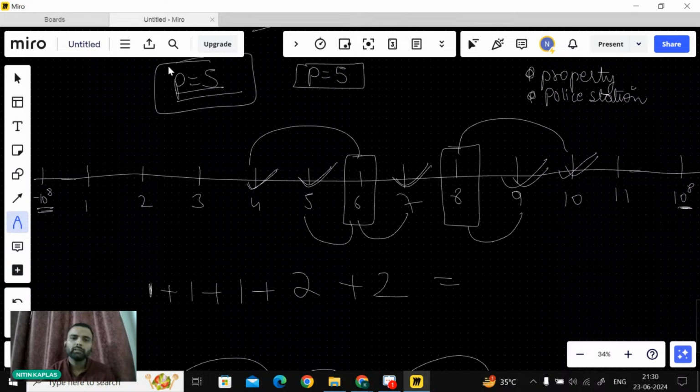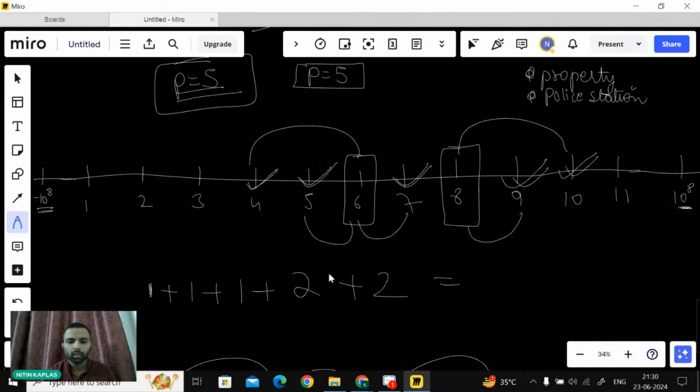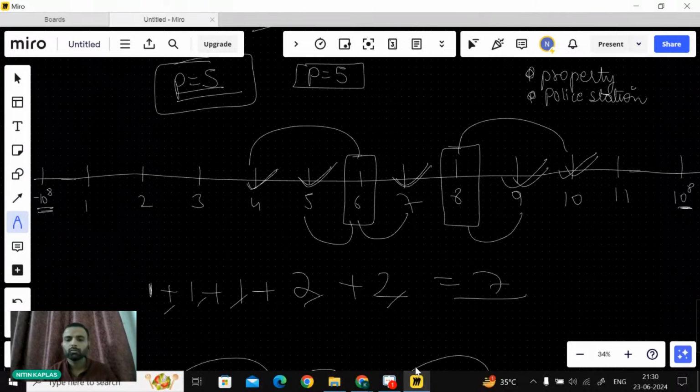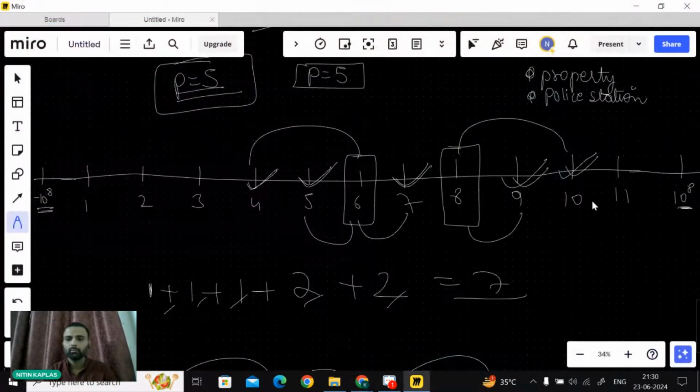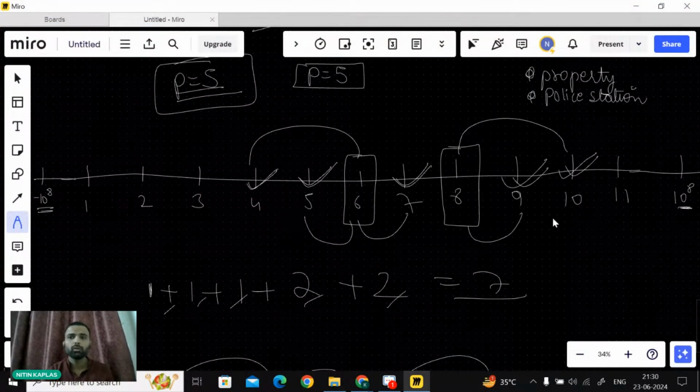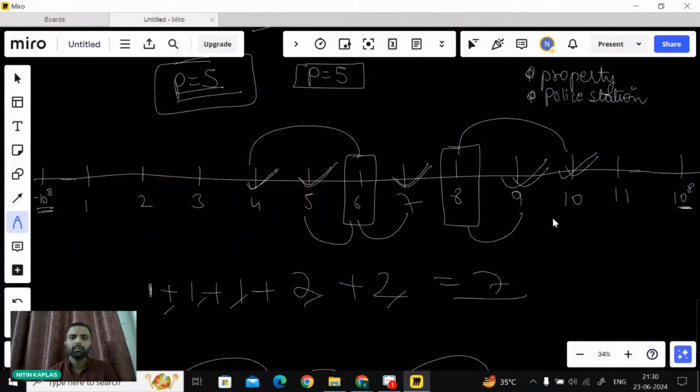I can buy the nearest police station's plots. So what's the cost I have to pay? One plus one plus one, two plus two, which is seven. So that's the output here, which is seven. That is also given in the explanation part. You just buy plots 4, 5, 7, 9, 10, which are nearest to your police station, so that I can pay as little as I can. So that's the idea to solve this.